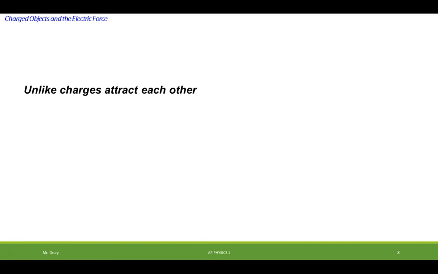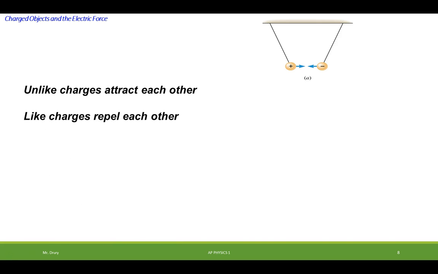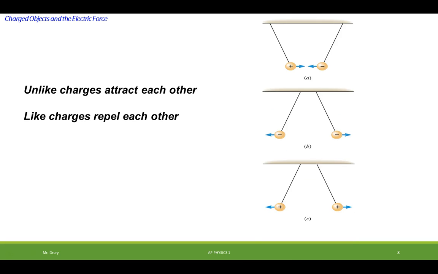So here are some basic facts that you should understand, and I think most of you know. Unlike charges attract each other, so a positive and a negative attract. Like charges repel each other. A negative and negative repel, and a positive and positive repel.